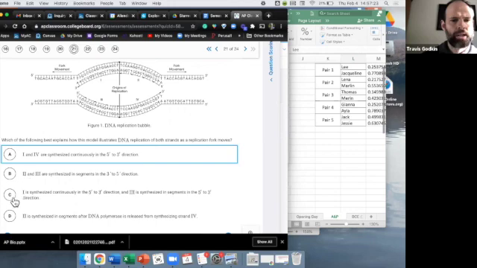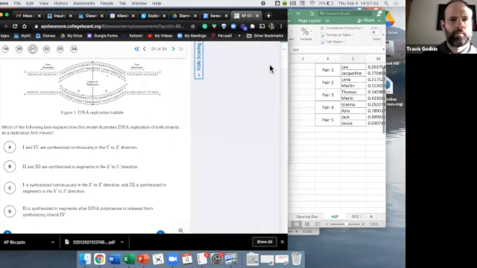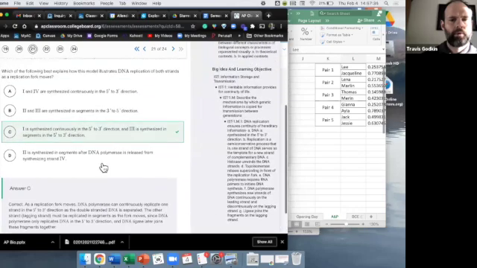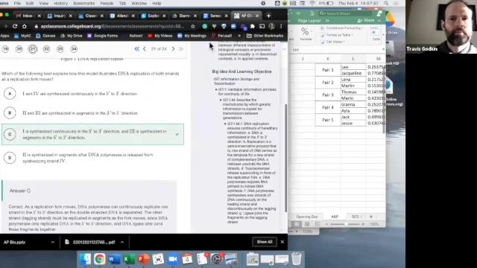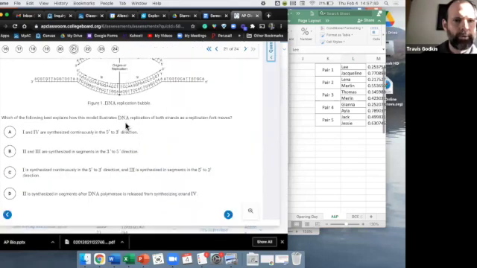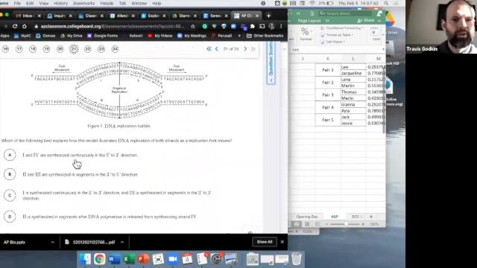Why is C not right? What is wrong with C? 1 is synthesized continually in the 5 prime to 3 prime. Okay, that is the right one. So what did I miss about A? 1 and 4 are synthesized continuously in the 5 prime to 3 prime direction. One and 4.